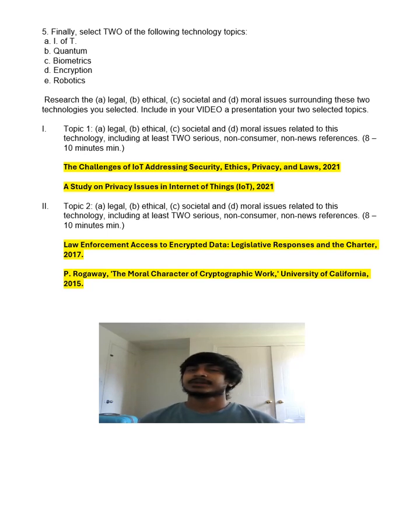Additionally, I have also taken reference from The Moral Character of Cryptographic Work, published in 2015 by P. Rogaway. It discusses the ethical implications of cryptographic practices. Rogaway emphasizes the importance of moral responsibility in cryptographic work and suggests that the goals of cryptography should align with the broader principles of justice and societal good.